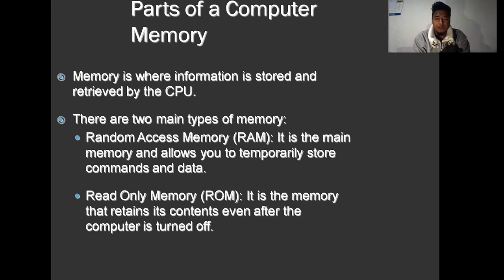When we say memory, it doesn't mean memory to think, and it's not even a memory card. So what is memory? Memory is where information is stored and retrieved by the CPU. Whatever you do, as long as there is current passing through, is stored inside a memory, that is RAM, which means random access memory.